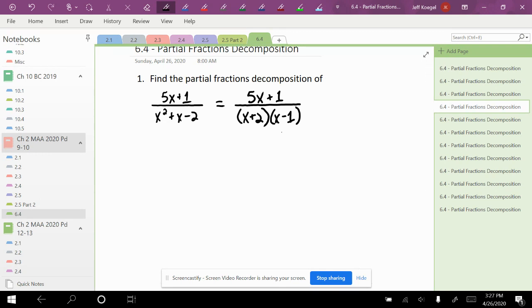If that's wrong, everything else in the problem is going to be wrong. So always check your factoring with distribution. That's a best practice, we'll call it. Now if you wrote x minus 1 times x plus 2, everything's going to work out all right. You'll still get the same answer. So I'm just going to rewrite that quotient, 5x plus 1 divided by x plus 2 times x minus 1.